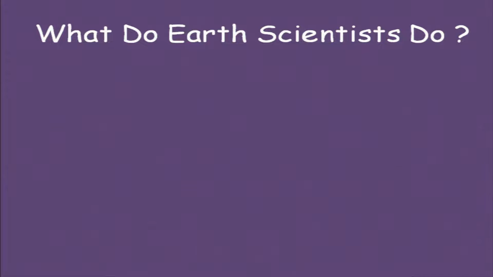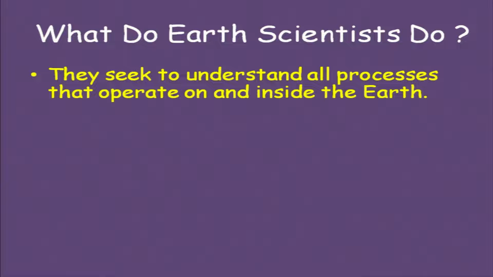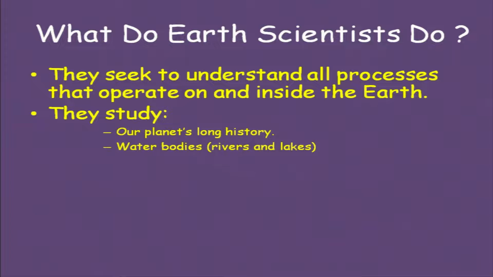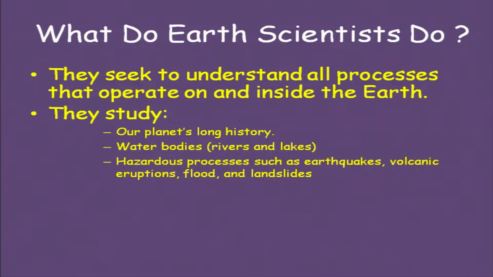What do earth scientists do? Mainly they seek understanding of all processes that operate on and inside the earth. They study our planet's long history, what we call historical geomorphology. They study water bodies, and hazardous processes. They study rocks and surface patterns to understand the landscape change.